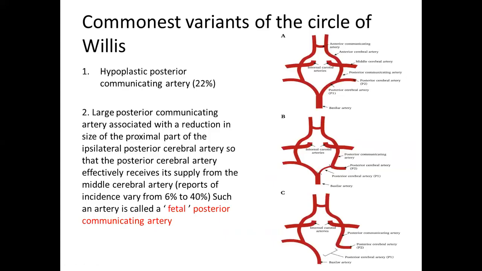The most common variants of the circle of Willis. As we mentioned previously, the most commonly variant vessel is the posterior communicating artery. This artery is either small and hypoplastic in 22% of cases, or on the contrary it will be large. In the case where it is large ipsilaterally, we call it a fetal posterior communicating artery. In this case the posterior cerebral artery will be either hypoplastic or even absent, as shown in these pictures.